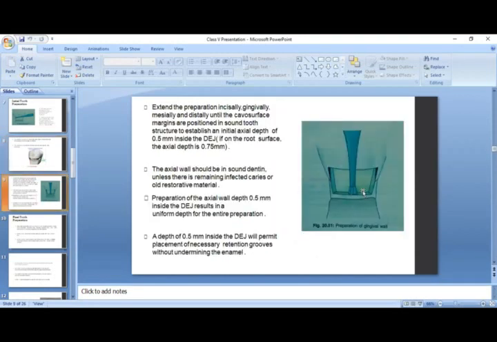For example, in this figure, the retention grooves can be placed on that area. That is the gingivo-axial, and that is the inciso-axial area. 0.2 millimeter here, 0.2 millimeter here. This is divergence form, this is divergence form, right? And these are the retention grooves, especially for the amalgam restoration, which is the silver kind of restoration.